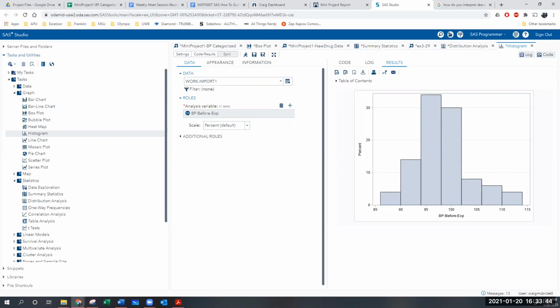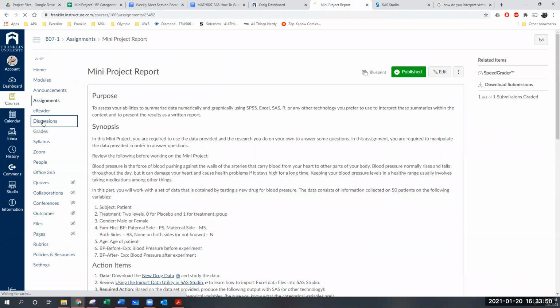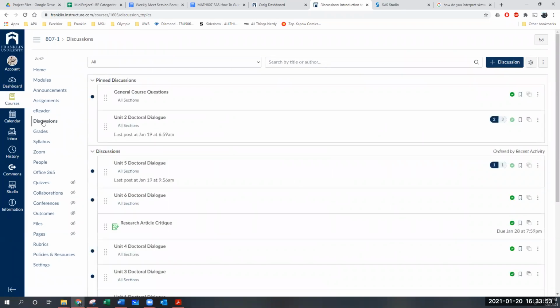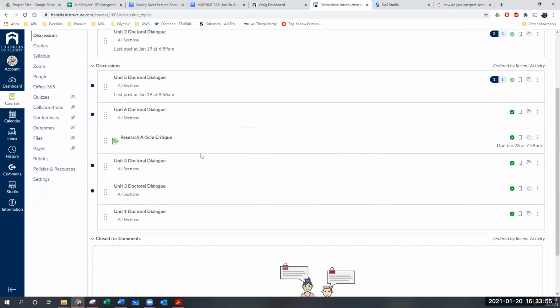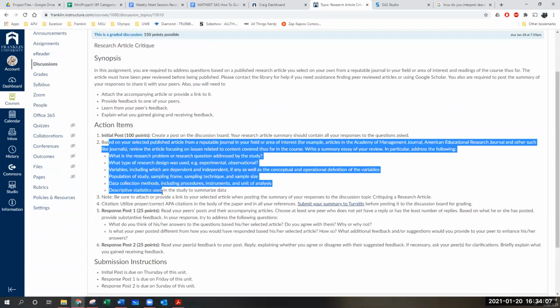So the research article does actually have a discussion component to it. You can see here the research article critique is where you want to do this. Your initial post, create a post in the discussion board and basically just answer these things. And that's what your post is.